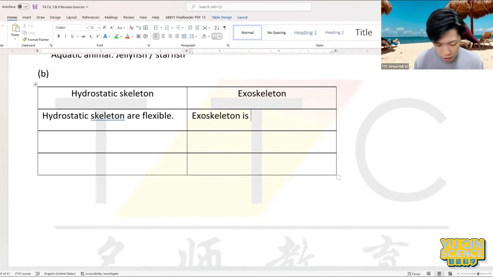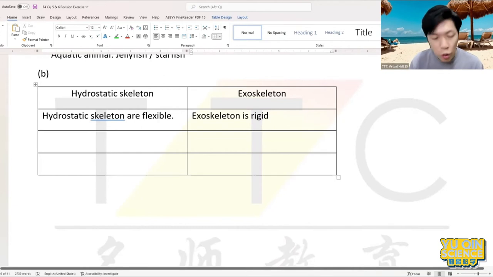Exoskeleton has a shell that is fixed. That's why they have to keep changing the shell, they have to keep molting, they have to keep going through ecdysis, right, for animals like insects with hard shells or hard skeleton outside. So that is called rigid, cannot move, cannot change, you have to remove the whole thing. Like that. Okay, what else?